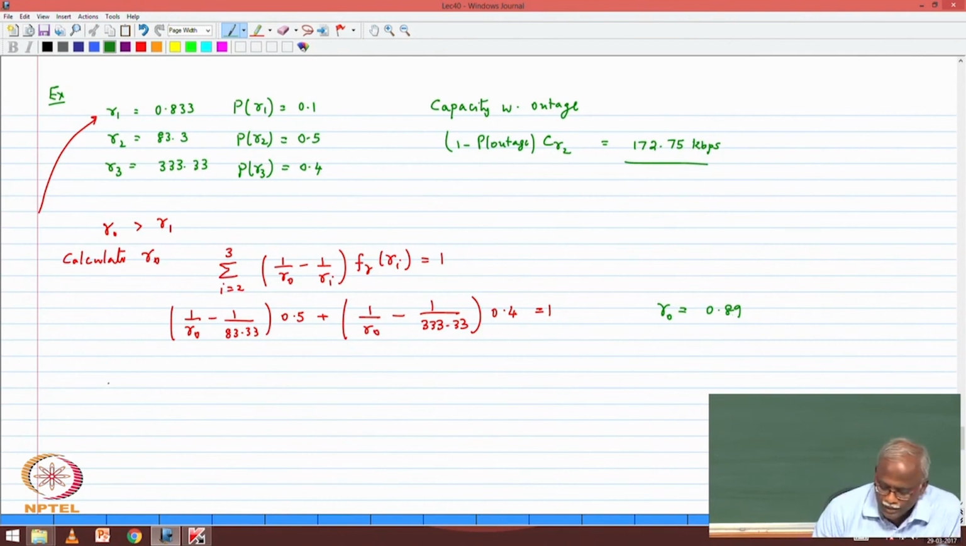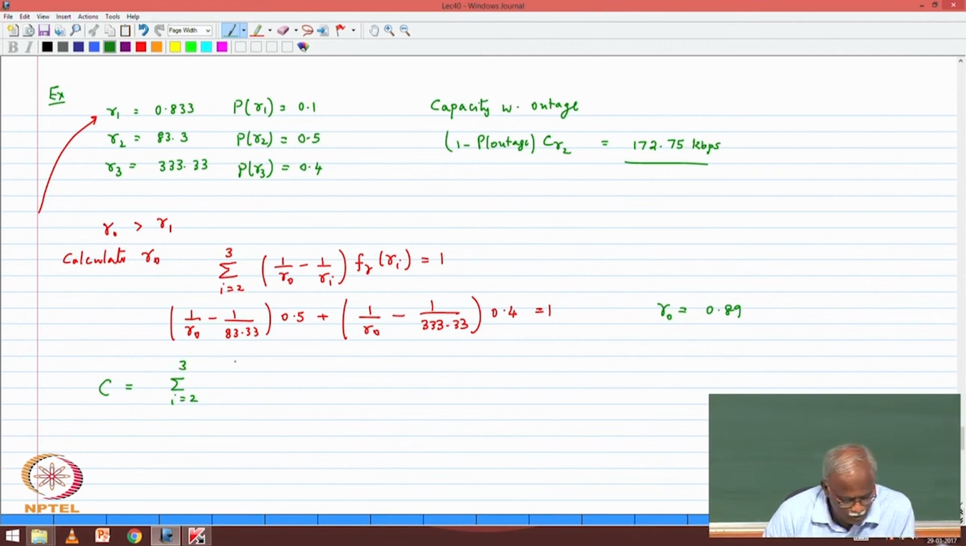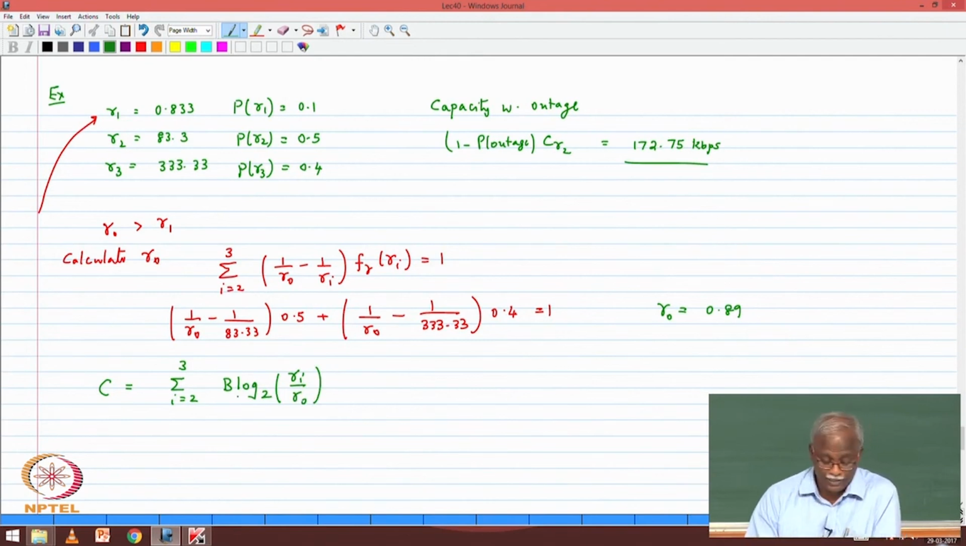So now the capacity with outage comes out to be, again, only the two SNR states that we are considering, gamma 2 and gamma 3. It will be B times logarithm base 2 gamma I by gamma naught. Remember, that's the capacity with water filling, F gamma of gamma I. Okay, so this will be 30,000. That's common. We'll take it outside.